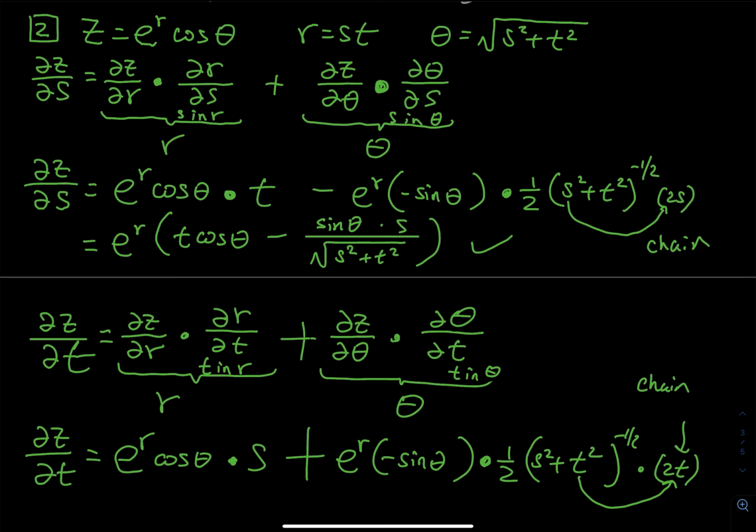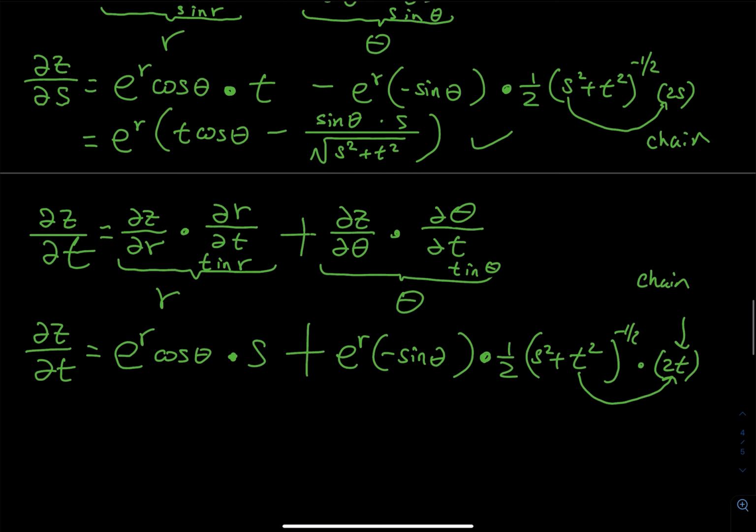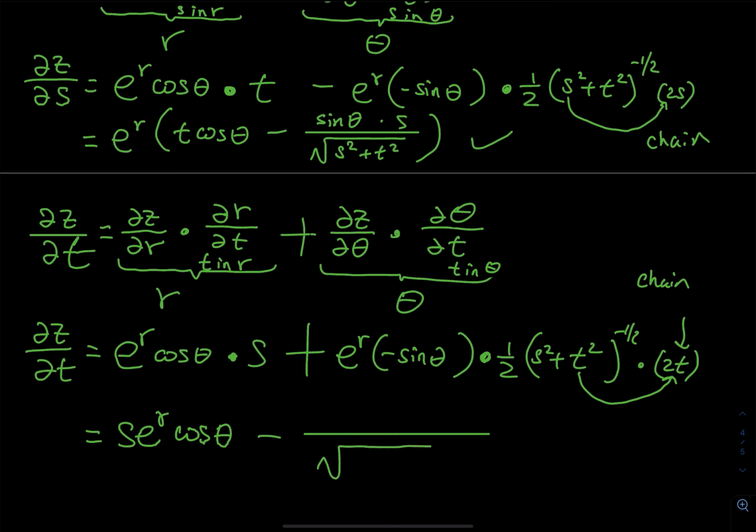Okay, the next line. I will just clean up. So clean up, then that will be a s e to the r cosine of theta, and then plus, actually it becomes a minus because there is a minus in front of the sine. So this will be the negative square root s squared plus t squared, and then the 2's are cancelled. So this will be a e to the r sine of theta, and then what else? Ooh, there is a t.